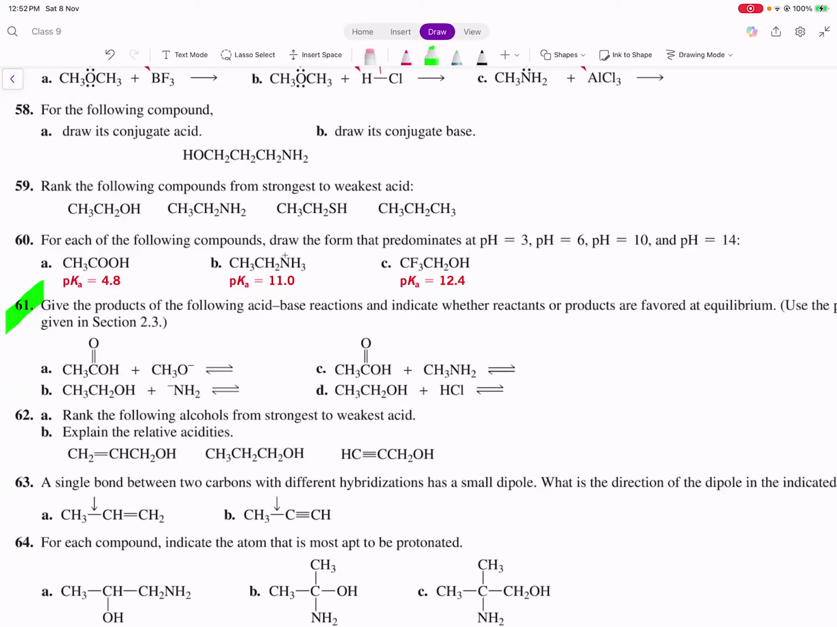Sir, in option D, aren't both of them acids? Sorry? So in option D, CH3CH2OH and HCl are acids. Yes. So which will act as an acid? Which is the stronger acid? It is obviously HCl, right? So this will give the proton, and CH3CH2OH will act as a base. It will accept the proton. Okay. Yes, sir.